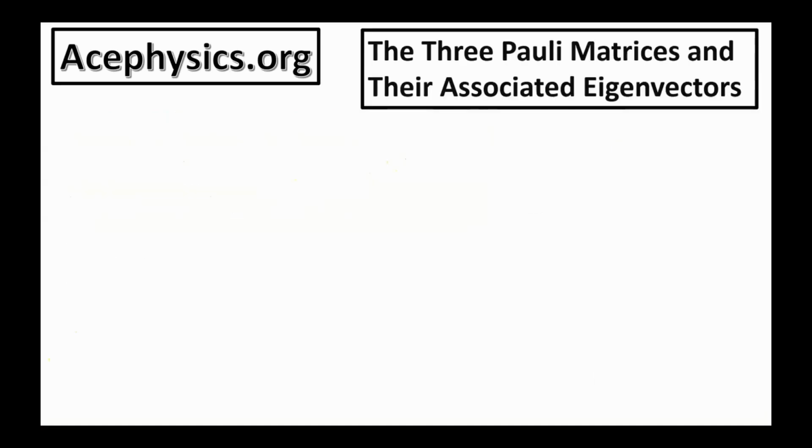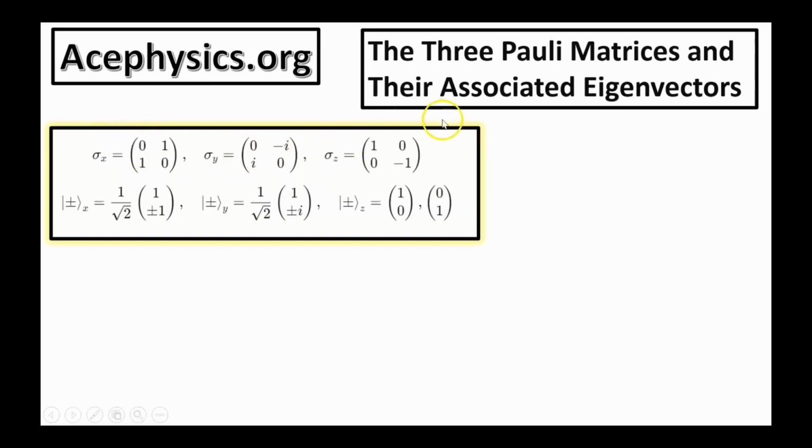On this slide, I introduce the three Pauli matrices and their associated eigenvectors. Here are the three Pauli matrices, sigma x, sigma y, sigma z. Sometimes this is sigma 1, sigma 2, sigma 3. These are the eigenvectors for sigma x, plus or minus x. Here are the two eigenvectors for sigma y, and these are the two eigenvectors for sigma z.